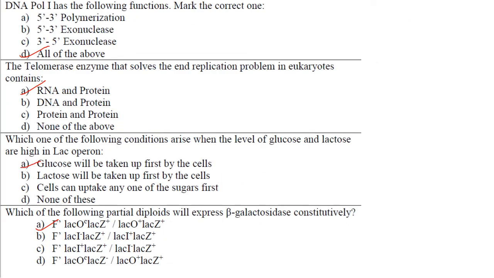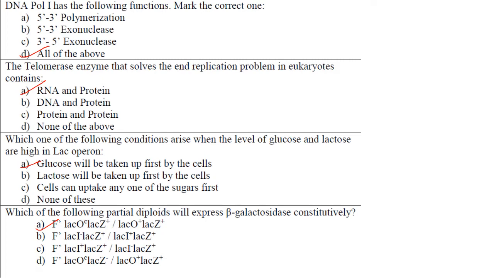Then next one. DNA polymerase 1 has the following function. Mark the correct one. 5' 3' polymerization. Yes. 5' 3' exonuclease. Yes. 3' 5' exonuclease. Yes. So answer is all of the above. The telomerase enzyme that solves the end replication problem in eukaryotes contains both RNA and proteins.